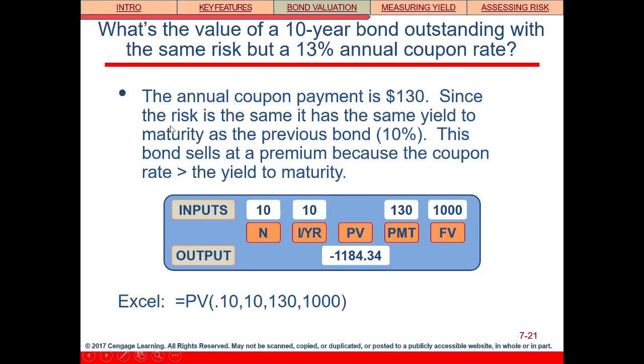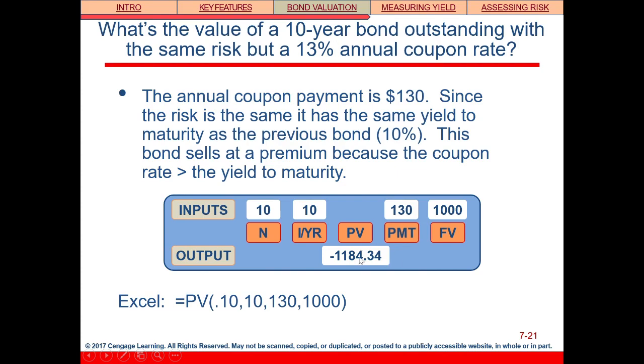Yeah, the risk is the same. That means it has the same yield to maturity as the previous bond, which is 10%. The only thing that has changed here is the coupon payment, $130. So therefore, we can calculate the PV. And in this case, after using the financial calculator, the PV should be $1,184.34. Yeah, so this is the PV.